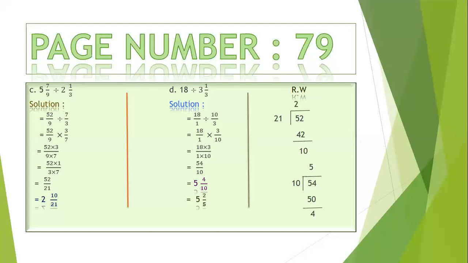D part is 18 divided by 3 whole number 1 by 3. Now in this question, the first number is a whole number and the second is a mixed number. Only the numbers and the nature of the question change, but the method adopted in all the parts is the same; we cannot change the method for each question. 18 divided by 3 whole number 1 over 3, it will become 10 over 3, 18 over 1 multiplied by 3 over 10 and after the simplification our answer will become 5 whole number 2 over 5.